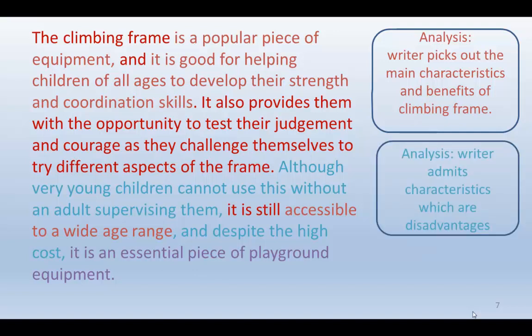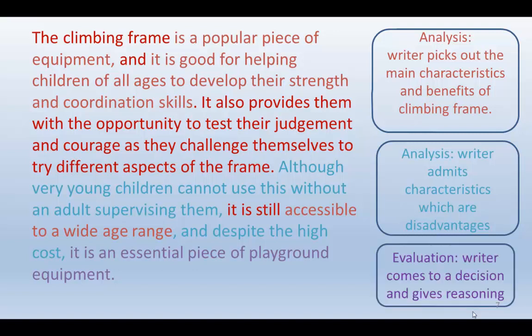We also find that the writer is showing characteristics of the climbing frame which are disadvantages. For example, children can't use the climbing frame without adults, and it's expensive. However, the writer then evaluates, the writer comes to a decision. Okay, we've got the characteristics, we know what the disadvantages are, but still in the evaluation we've got the reasoning that the writer would like to include this in the playground.